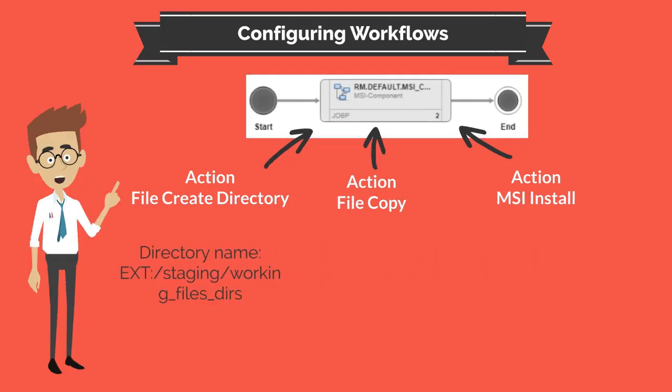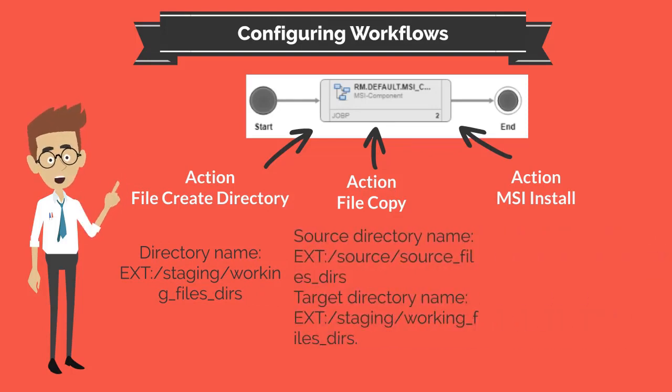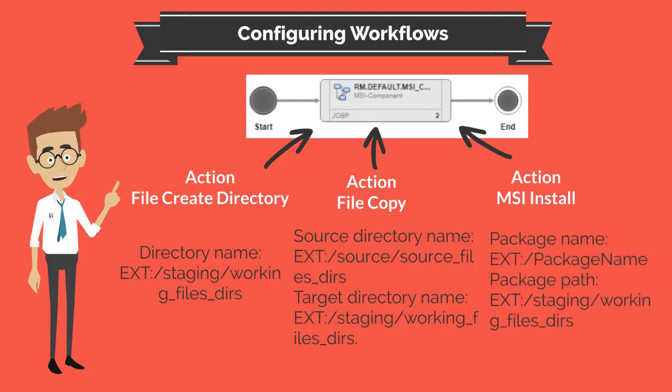In the File Create Directory action, I will add the directory name that will be used to create the directory. In the action file copy, I'll add the path to the remote directory to be downloaded, and the path to the directory on the staging server. In the MSI install action, I'll add the package name, and the path to the package.